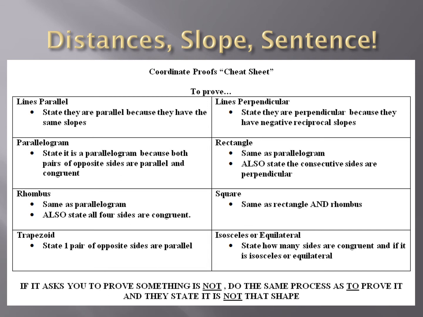And anytime the word isosceles or equilateral comes up, no matter what the shape is, you're simply going to say that it has 2 equal sides if it's isosceles and 3 equal sides if it's an equilateral triangle. If it was an equilateral quadrilateral, well, that's a square or a rhombus, right? So you'd be using that. But basically, you just want to state how many things it has that are equal. If it ever says prove that something isn't whatever shape, so let's say it says prove it isn't a rectangle, you're going to go up to the rectangle and you're simply going to say it doesn't have consecutive sides that are perpendicular. So you would go and say the opposite of this statement.